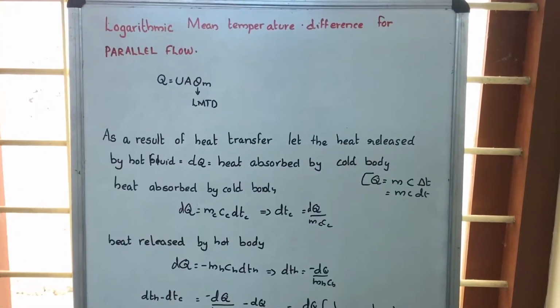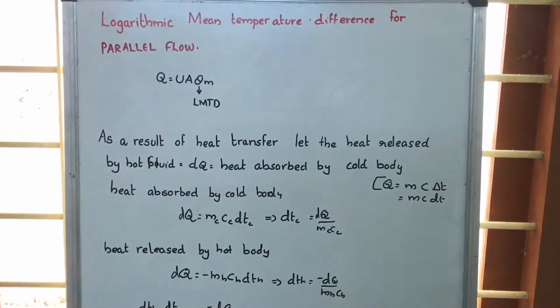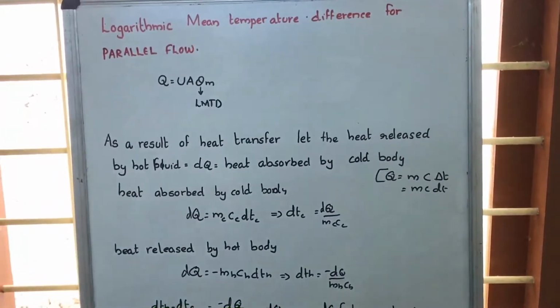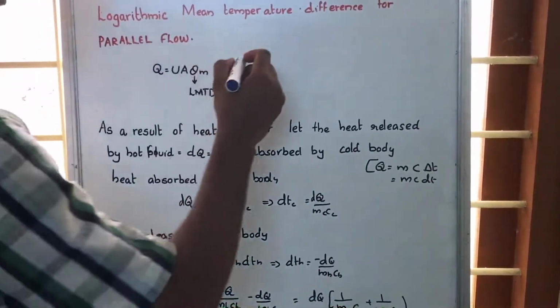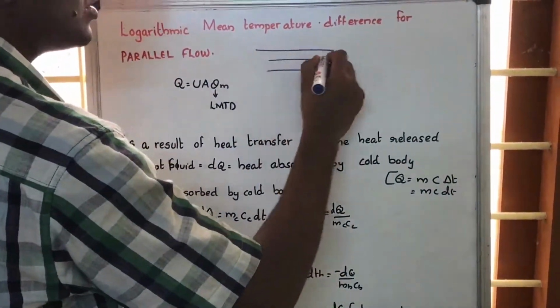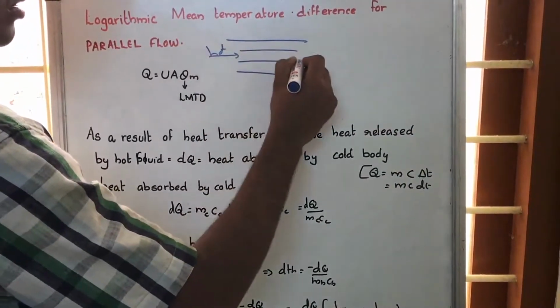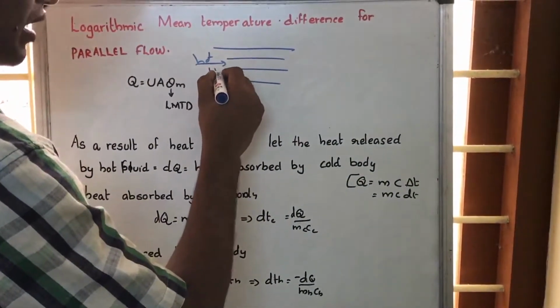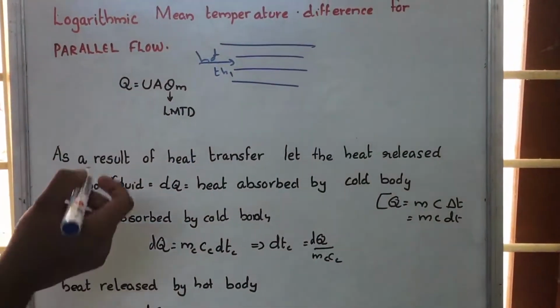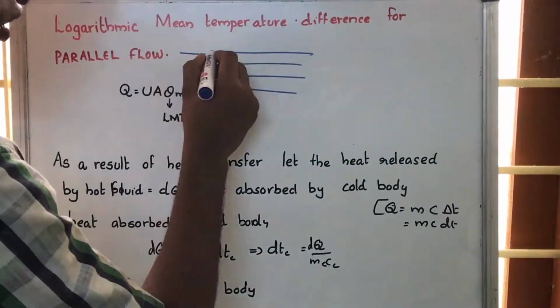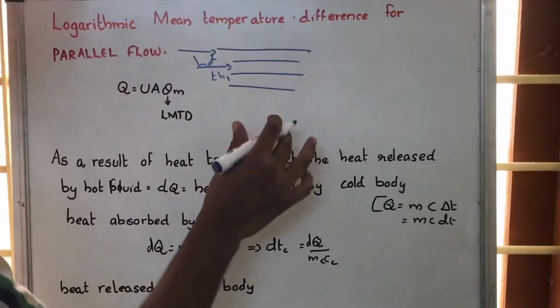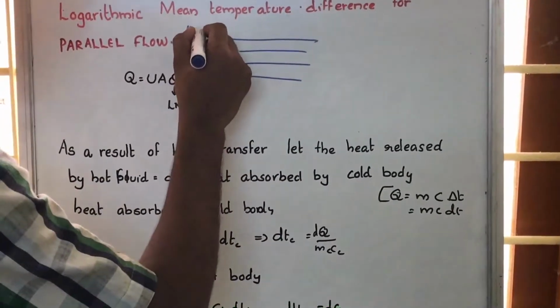So logarithmic mean temperature difference or LMTD for a parallel flow. Here we will be having coaxial tubes like this, and we will be passing the hot fluid here. So hot fluid will be entering with the temperature TH1, and we will be passing cold fluid in the outer tube, with the temperature TC1.